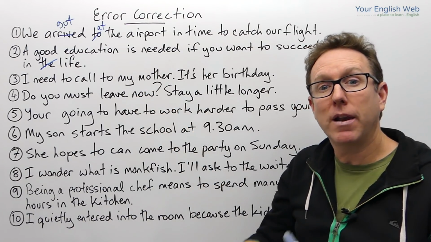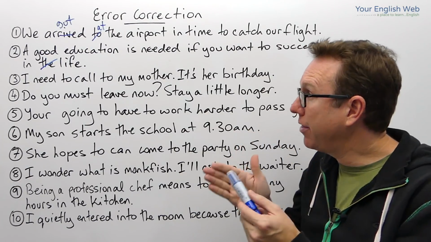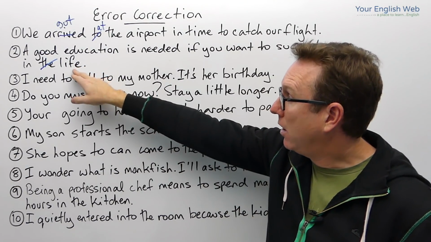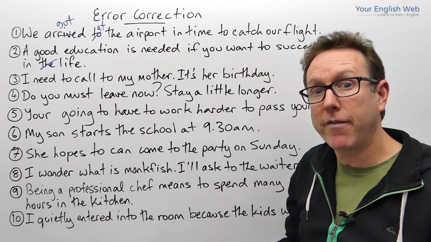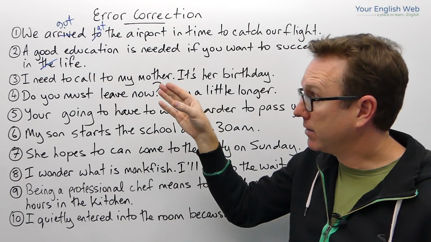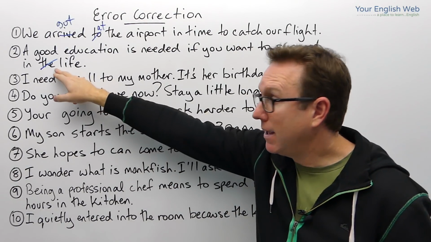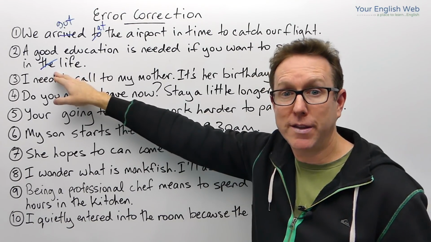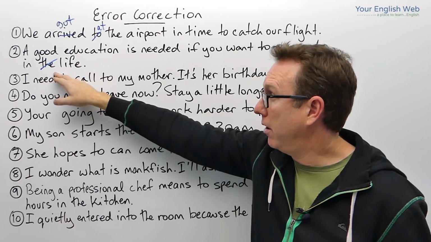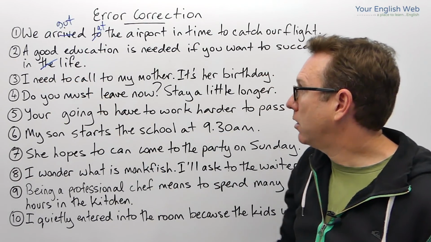You talk about life in general. There's no need for a definite article with this word here, okay? In life. Maybe in your language you do have an article here. For example, if you are Spanish or maybe Italian, you have an article here. But in English we don't need to use an article here, the definite article, the, okay? So nothing.